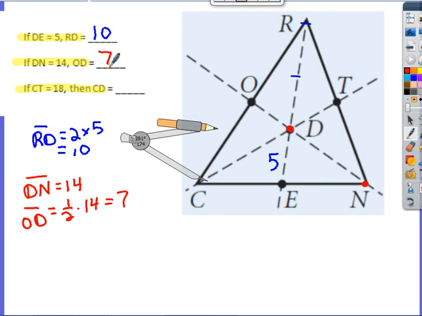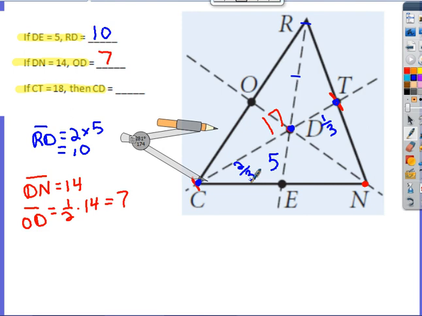The last one is a little bit trickier. It's saying CT, that's the whole length, is 17. From C all the way to T is 17. And they want to know what CD is. Okay? Well, one thing we know is that from D to T is 1/3 of the whole thing, and from C to D is 2/3.